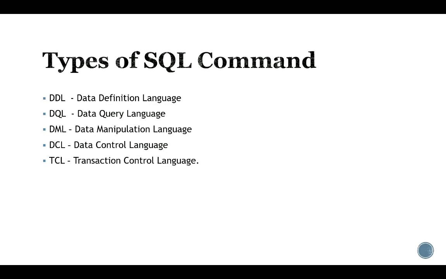So what are the different types of SQL commands? When I say you're learning SQL, the entire set of SQL commands is categorized into 5 types: DDL, DQL, DML, DCL, TCL. What is DDL? Data definition language. It defines the structure of the data you're trying to store. Data query language will try to retrieve the data.